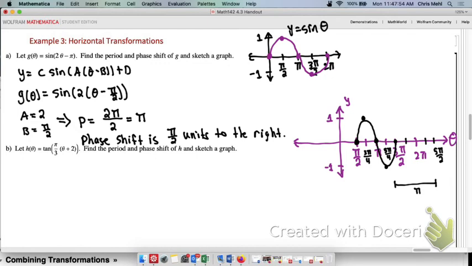And now I'm just going to repeat the graph. So at 7 pi over 4, you're at +1. At another quarter of the way through the period, you're at 0. Another quarter of the way through the period, you're at -1. And another quarter of the period, you're at 5 pi over 2. So here would be another cycle of g of theta. So this right here is the graph of g of theta.